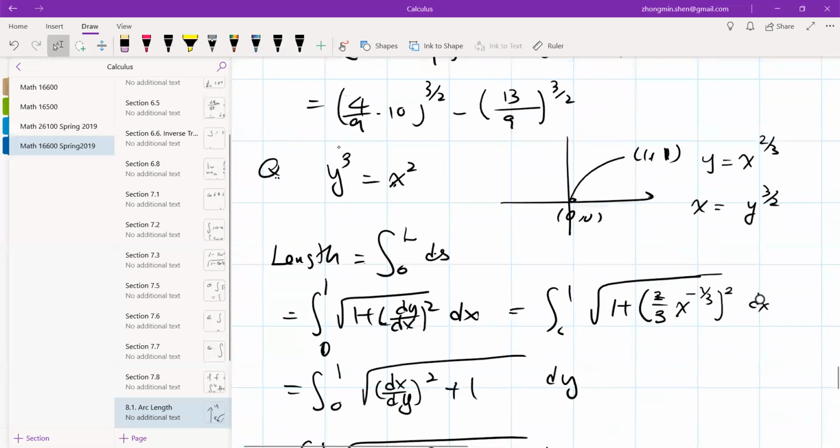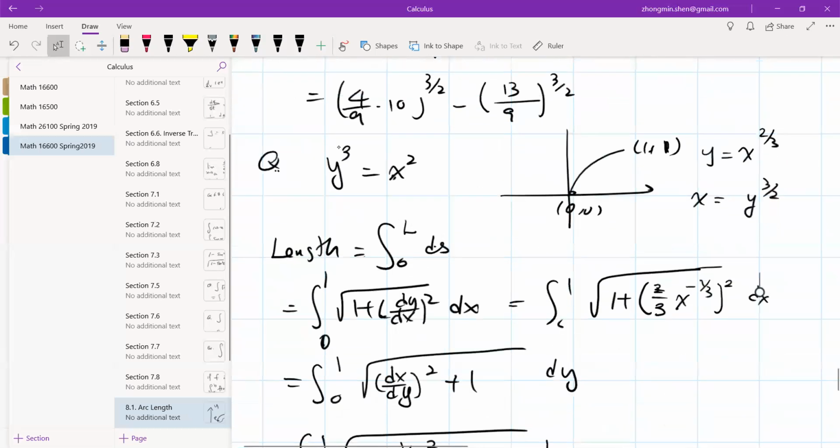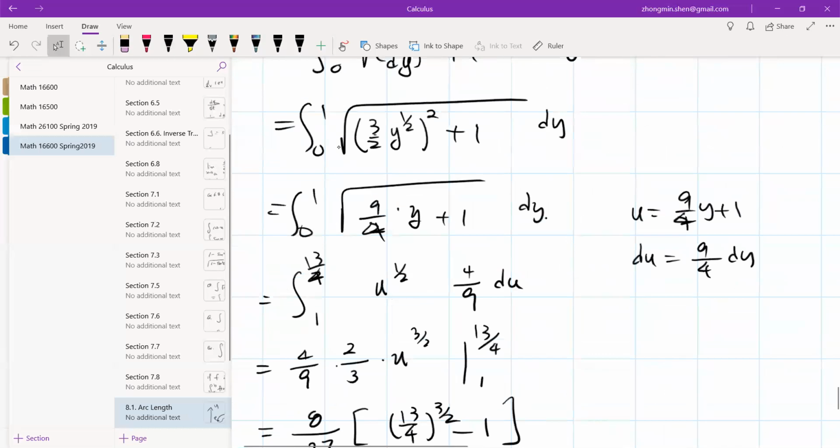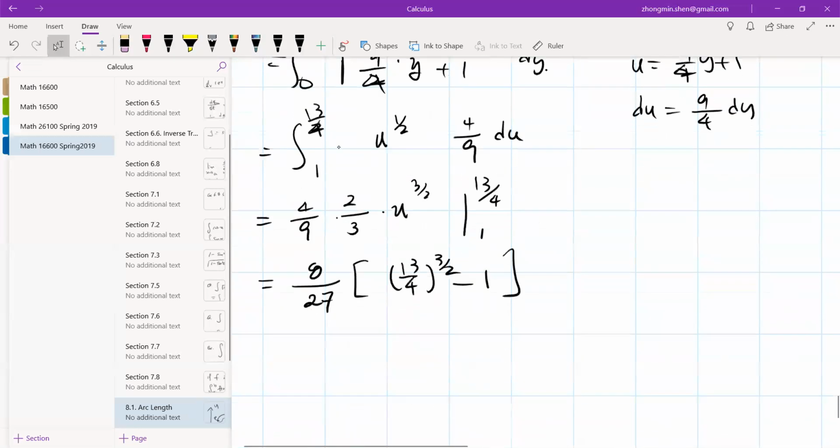Then you have to decide which one is better, like y cubed equals x squared, okay? That's two different ways to describe this curve. And using the second one, you simplify it quickly, and you get a linear function inside radicals and you solve the problem.